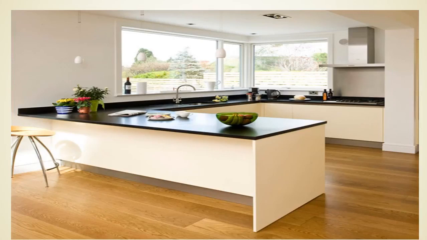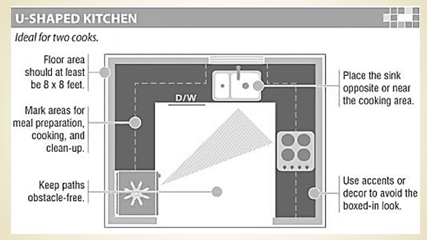This is an example of a U-shaped kitchen, and here you can see a sink area, a counter space, and even a cooking top with a hob. This is a diagram of a kitchen layout that is used for preparing a U-shaped kitchen layout. This diagram is also showing a kitchen triangle, as you can see.